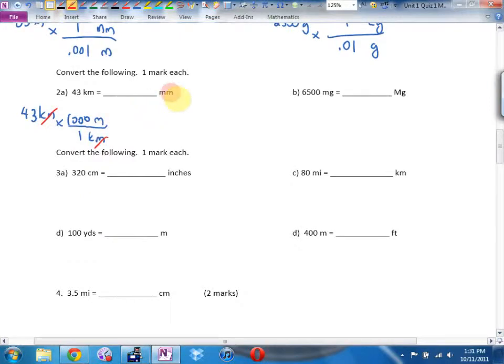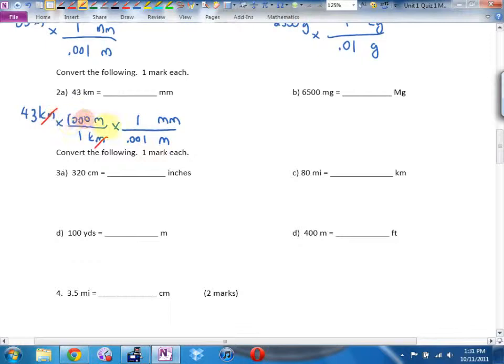So I'm going to continue my dimensional analysis method. I want meters to cancel, top and bottom. I want millimeters here, and when I looked up the conversion factor, 1 millimeter is 0.001, or 10 to the negative 3 meters. And then I can say to myself, self, I'm going to go 43 times 1,000.